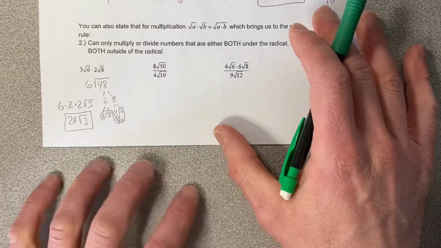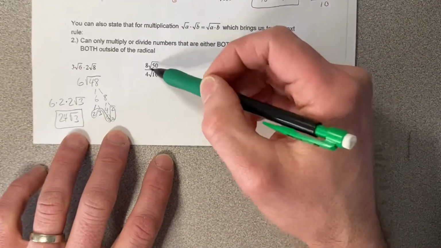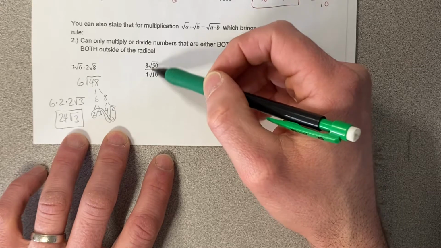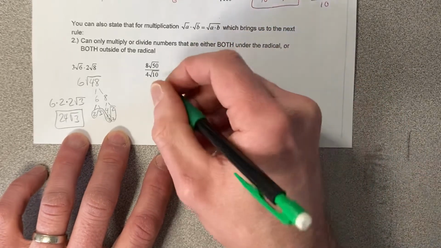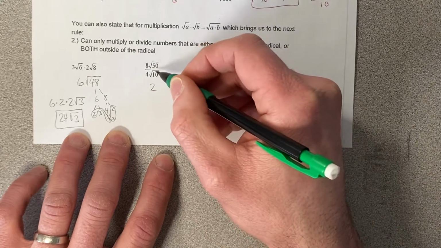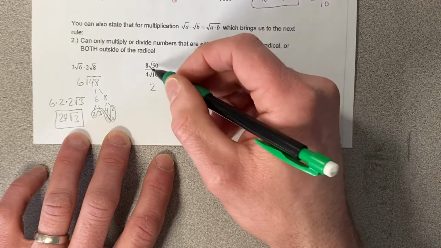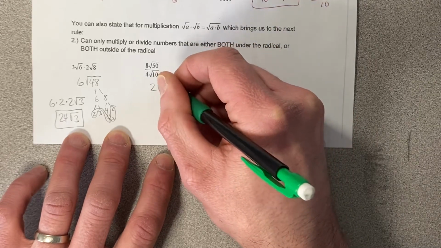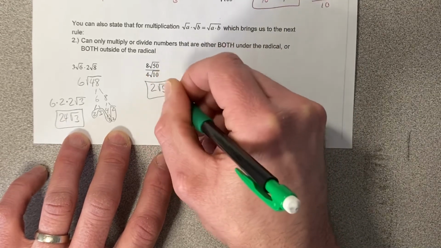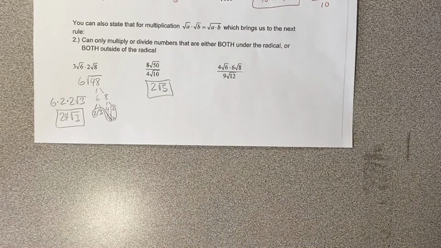Well, this next one, I always want you to see if you can simplify with division or multiplication first. 8 divided by 4 is 2. Square root 50 divided by square root 10. They're both square roots, so you can divide them. It'll be square root of 5, and you are done. And then let's move on to the next one. Let's take a look.